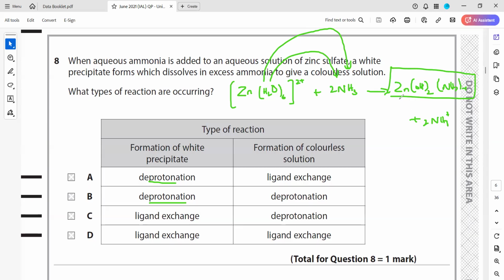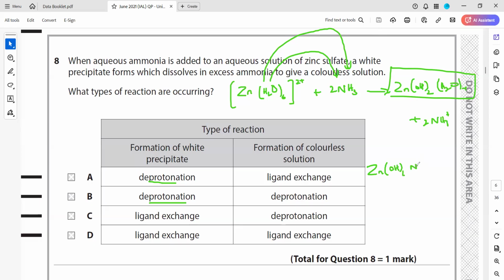The second depends on what kind of hydroxide it is forming. It dissolves to form a colorless solution. So how can it dissolve? If we have zinc hydroxide there, and sorry, I put ammonia here by mistake. It should be H2O, because four water molecules are still left.